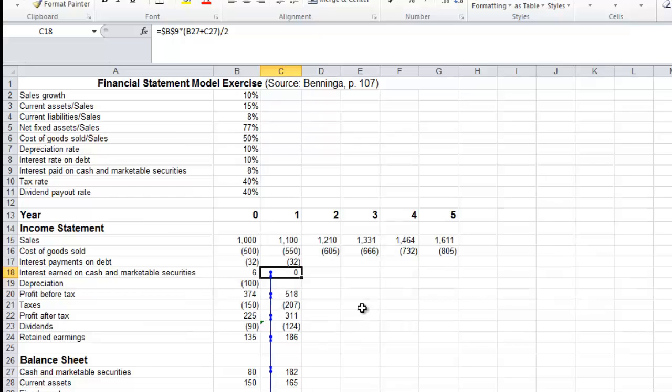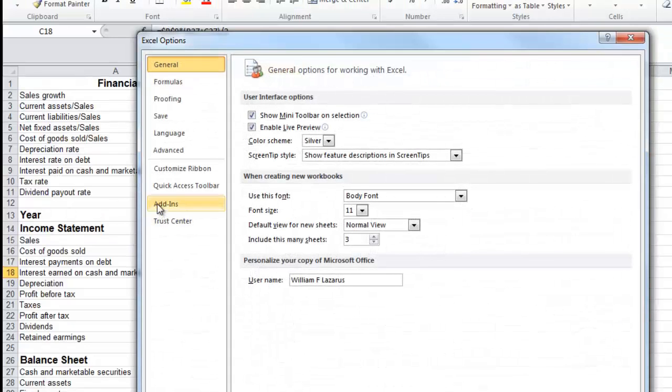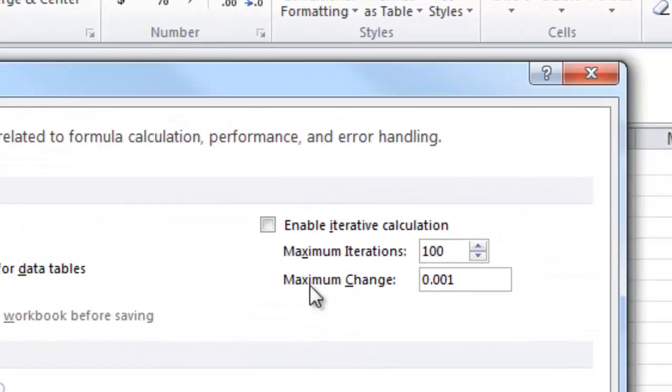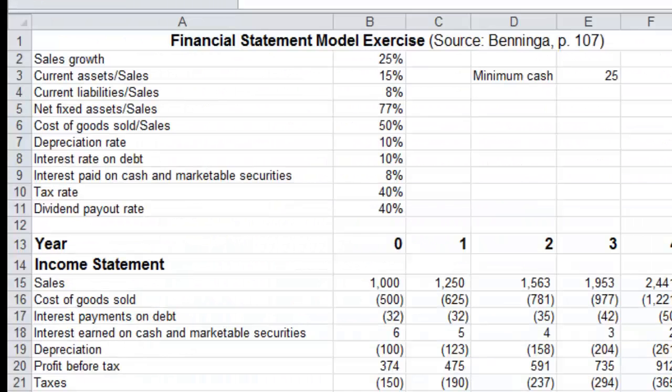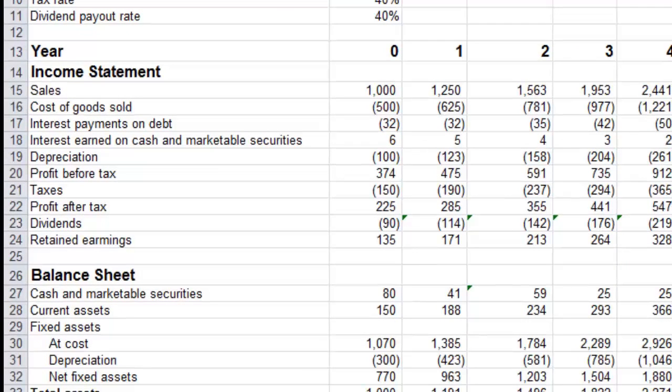And so if you get that, go to Excel's options and see the formulas item in the left margin, and look for the box at the upper right called Enable Iterative Calculation. Click that. The depreciation calculations in row 19 have the same simultaneity problem because they're based on the average of the fixed assets at cost in line 30 from the previous year and the current year.